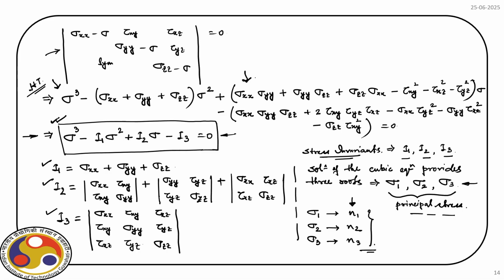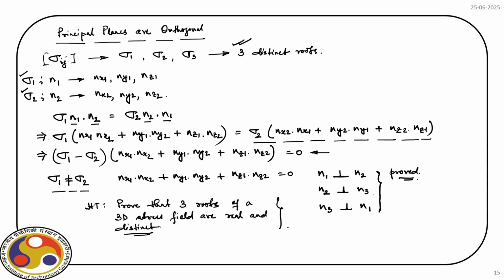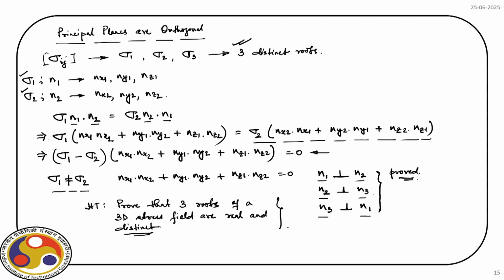So, that completes the solution for the principal stress problem for a given 3D stress field. You go through this derivation, and we have also proved that these principal directions are orthogonal. So, in the next class we will solve some problems and we will see how to get this in terms of some numerical figures.